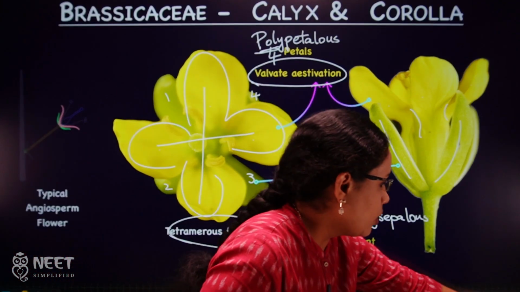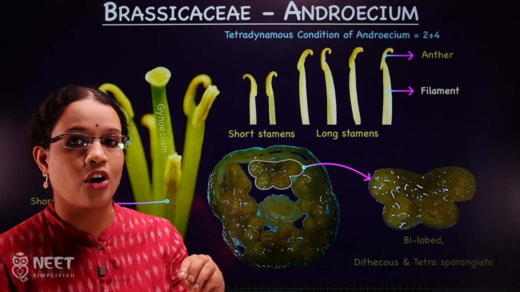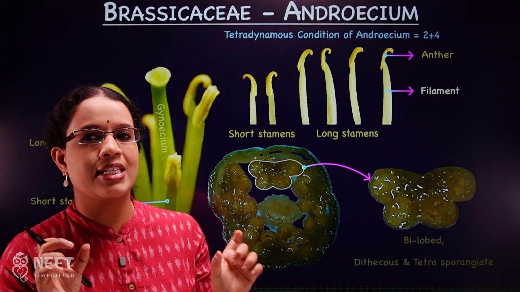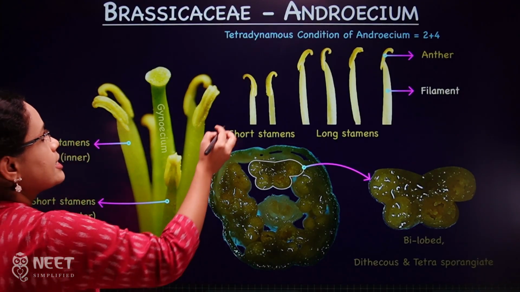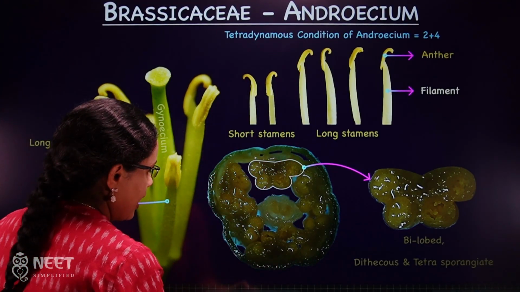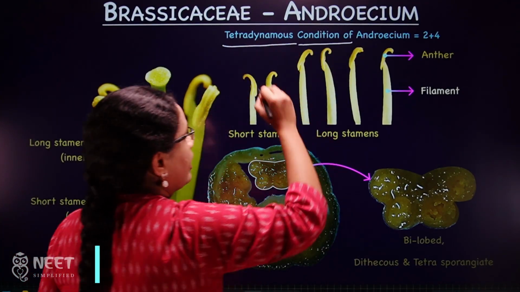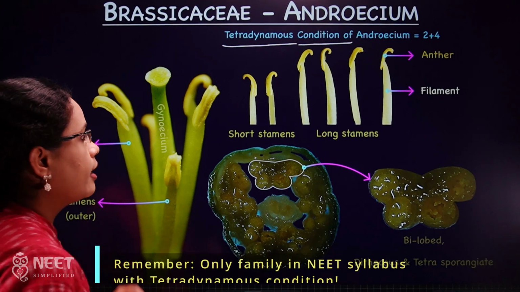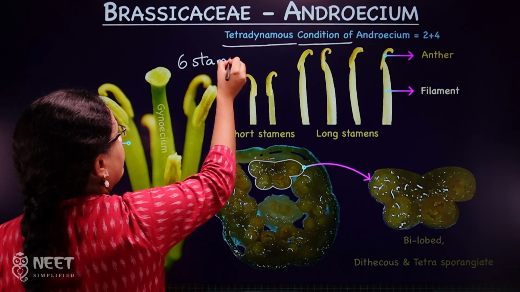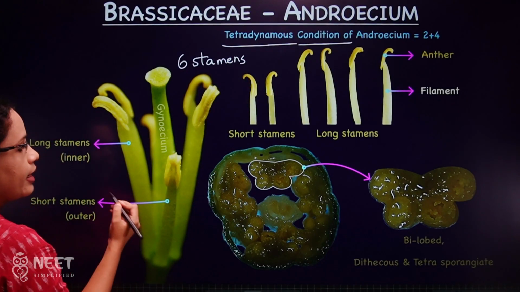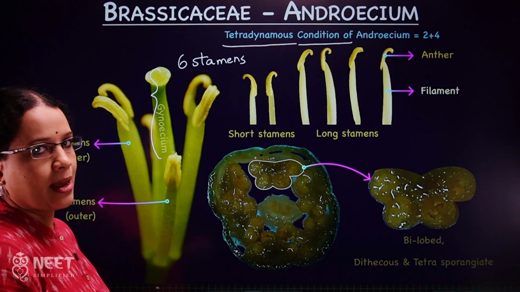Now coming to the Androecium. In case of Brassicaceae, we are going to talk about the Androecium, which is a little different from others and also very important. We call this condition of Androecium in Brassicaceae the tetradynamous condition, right? Why do we call that so? Here we have a total of 6 stamens. You can see that here in the picture as well, and the Gynoecium, we're going to talk about it in some time, right?